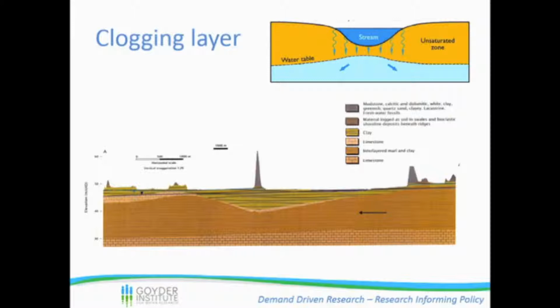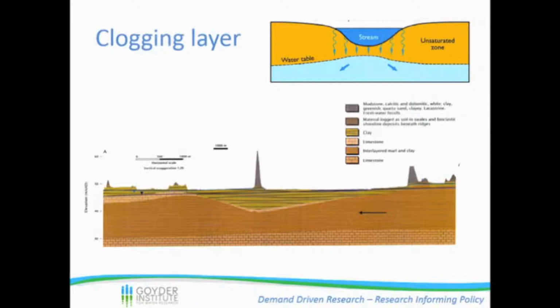A clogging layer is simply any geological medium that has a lower hydraulic conductivity than the surrounding aquifer. And the significance of them is to induce, as you can see on top, perched water table conditions where the wetland or the stream is still full with water even when the water table is below the wetland. Now, there's still exchange of water between the two through an unsaturated zone.